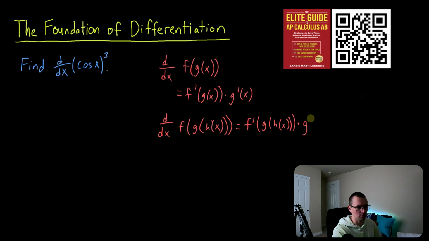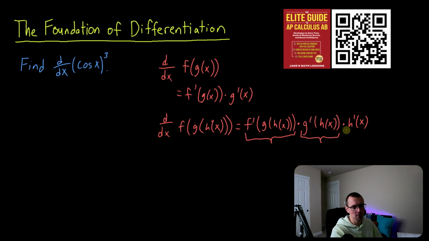So then g prime, leave our inside function h of x the same, and then multiply by the derivative of that innermost function. So you're essentially just doing one derivative at a time, where you're going one layer further in and leaving everything inside of that the same. So that's the way I like to remember it.